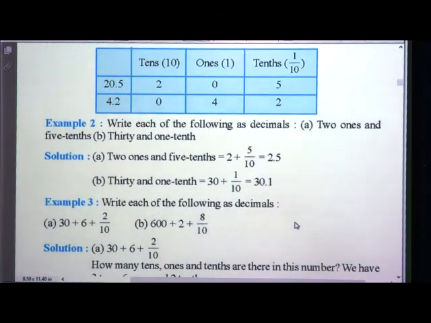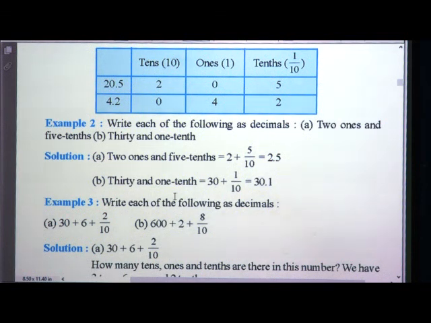Write each of the following as decimals. 2 ones and 5 tenths. And one more question is there, 30 and 1 tenth. Let us see one by one.